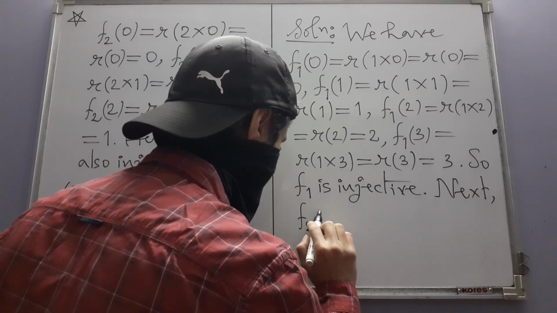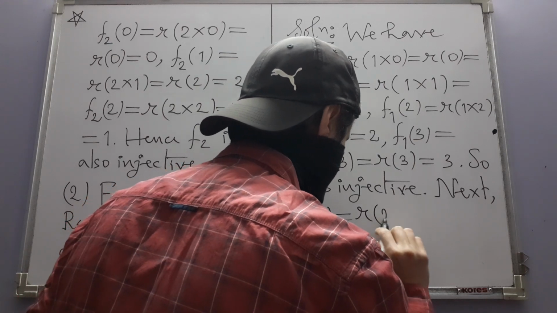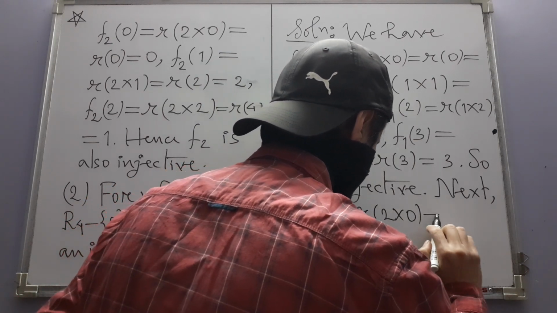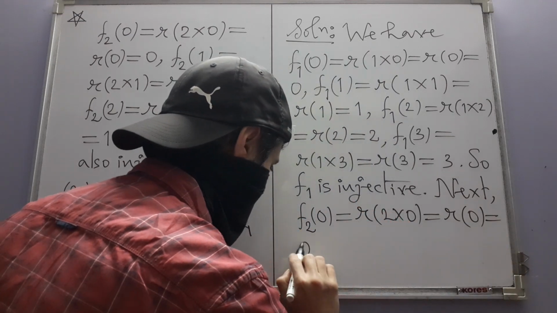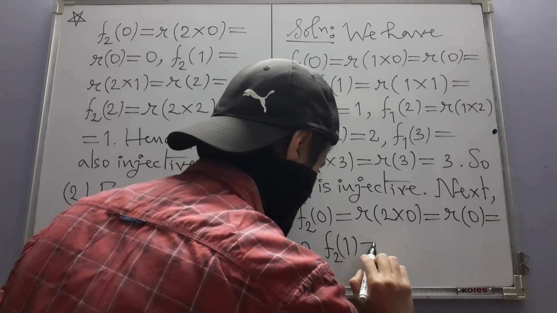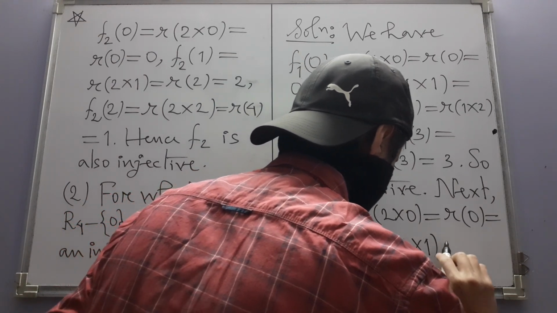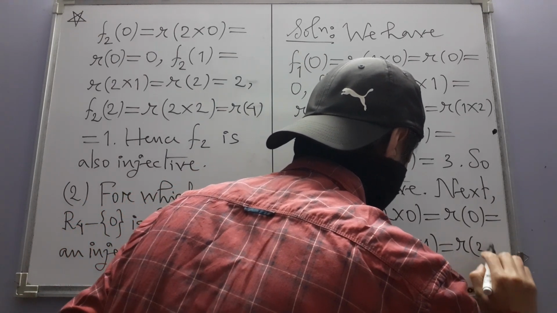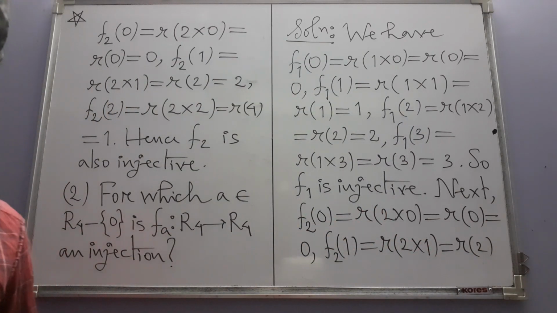Okay, so what is f2 of 0? As usual, this is just r of 2 times 0, which is r of 0, and that's equal to 0. Next, f2 of 1 is r of 2 times 1, which is r of 2. Dividing 2 by 4, we get the remainder 2 itself.